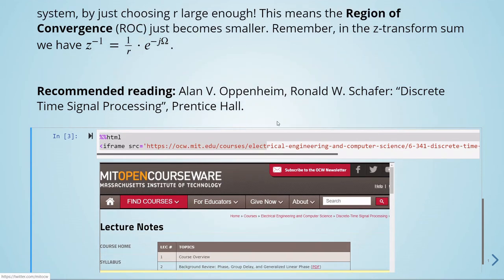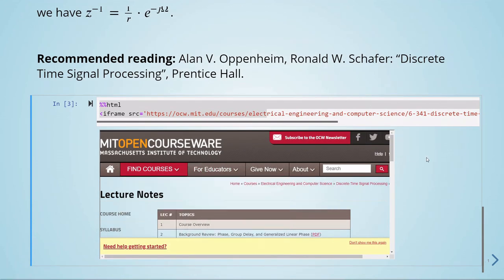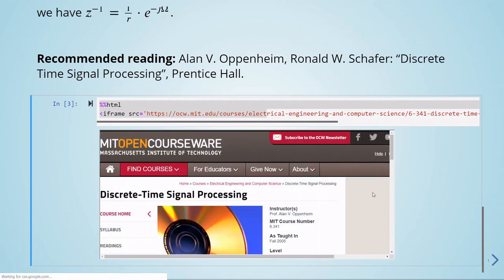So I recommend to take a look at the book, Discrete Time Signal Processing, and the MIT OpenCourseWare for the Alan Oppenheim course, Discrete Time Signal Processing.